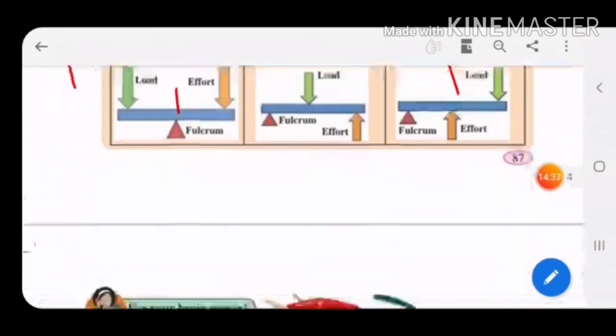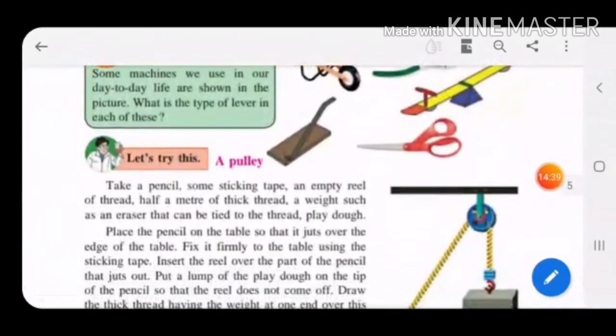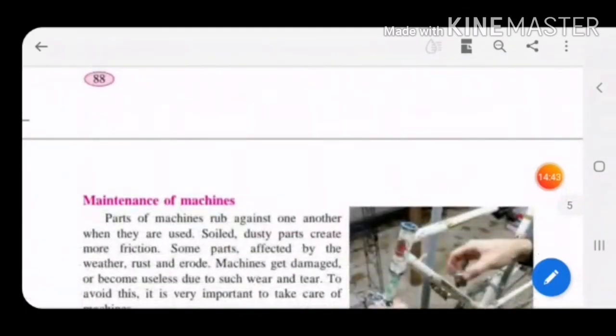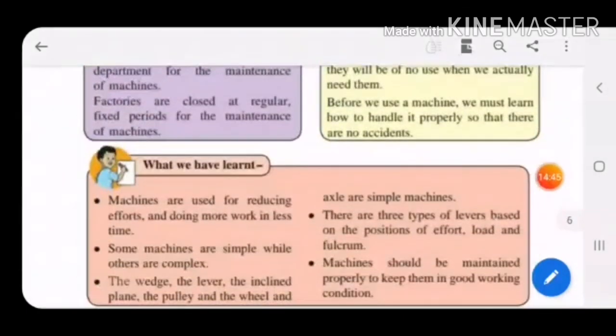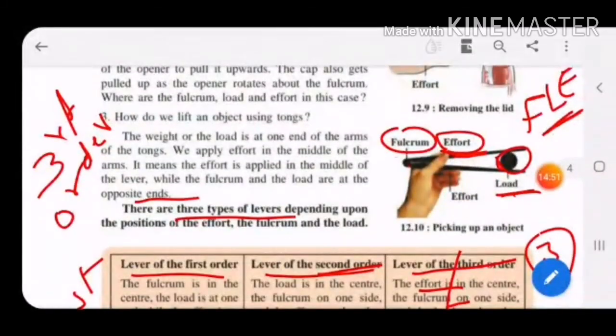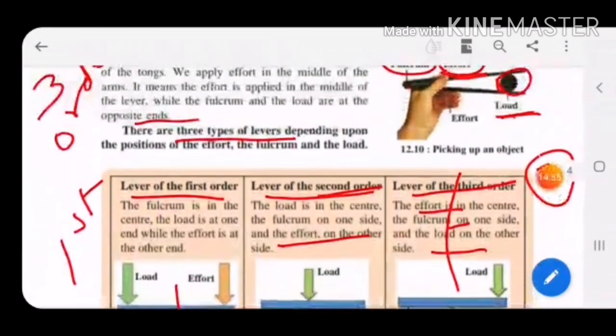So here we will end our chapter. In the next part we will see the remaining simple machines, that is the pulley, the wheel and axle, and how to maintain machines. So till then, please go through the lesson from textbooks also, children. It's very important. You have to go through the lesson from textbooks also.